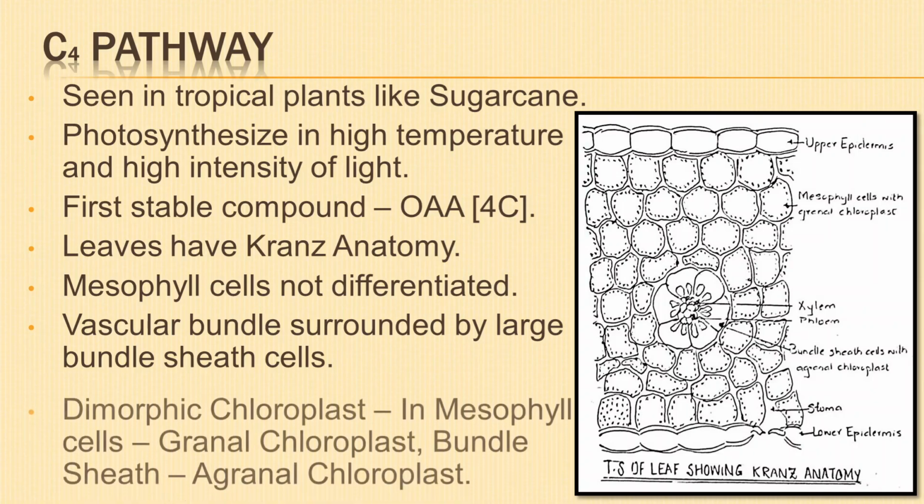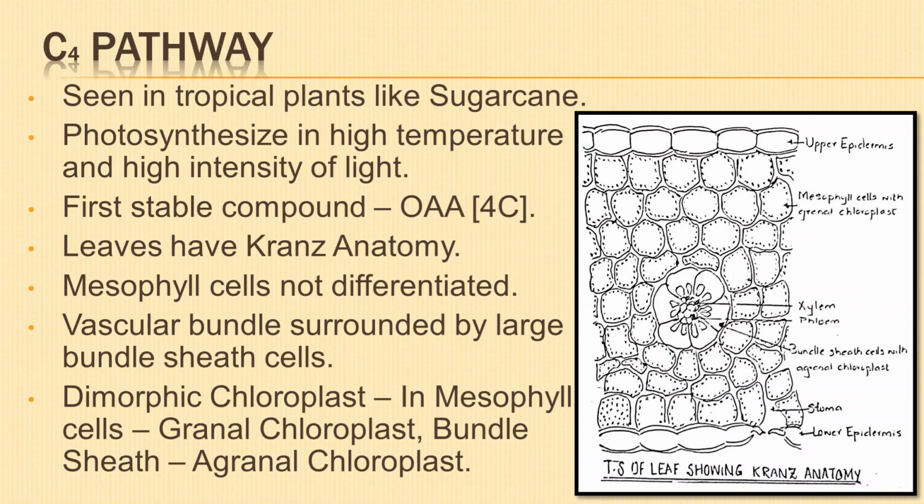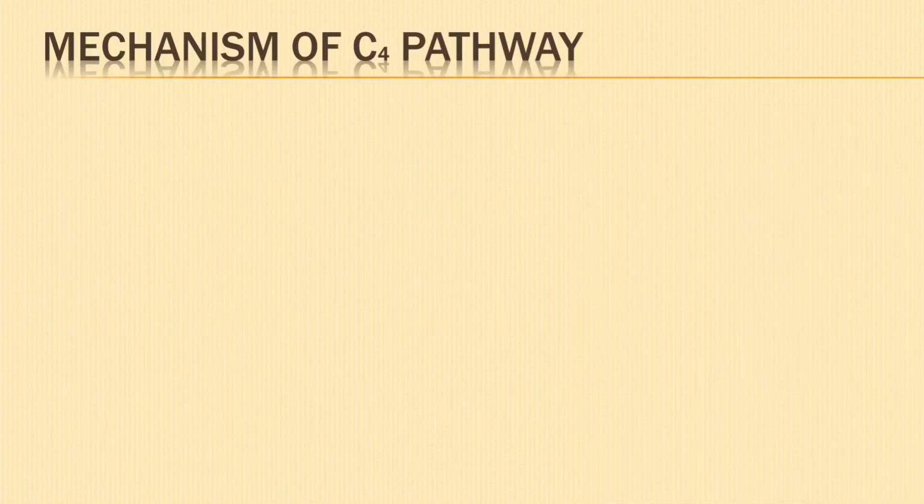The chloroplasts are dimorphic. The chloroplast in mesophyll cells contain granal chloroplast. They are small in size and more in number. Chloroplast in bundle sheath cells contain agranal chloroplast, that is, chloroplasts are without grana. They are bigger in size but less in number. Let us understand the mechanism of C4 pathway.